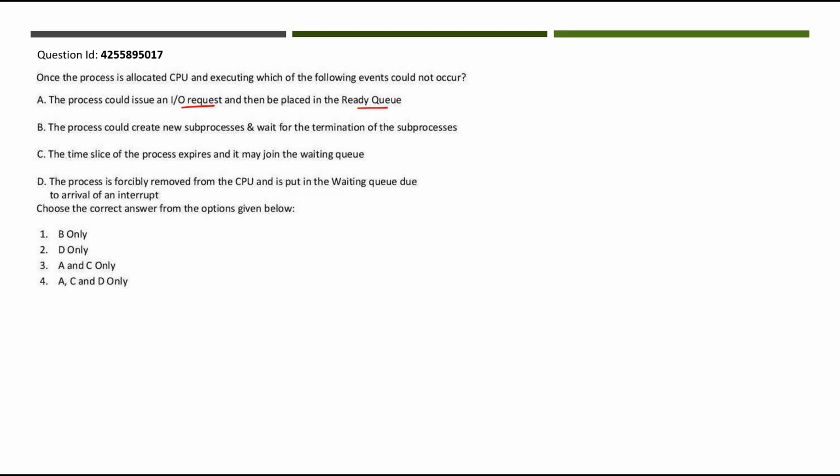B states that the process could create new subprocesses and wait for the termination of the subprocesses. C states the time slice of the process expires and it may join the waiting queue. When you take scheduling, they are saying the time quantum, when it is over, it will join the waiting queue. What about D? The process is forcibly removed from the CPU and is put in the waiting queue due to the arrival of an interrupt. So these are the key terms that you have to take from the statements.